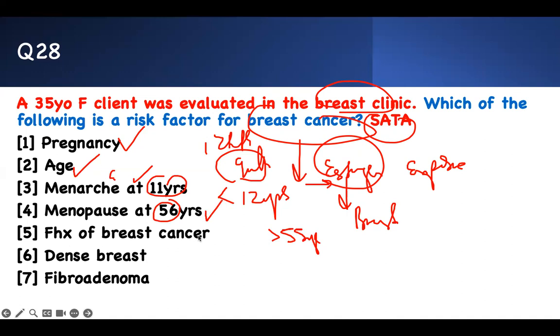If there's a family history of breast cancer, yes. Dense breast is also a problem because we cannot examine you appropriately. We can mix things up. Fibroadenoma is not a risk factor. It's just fatty tissue of your breast. Okay, so 1 to 6 are the risk factors for breast cancer.